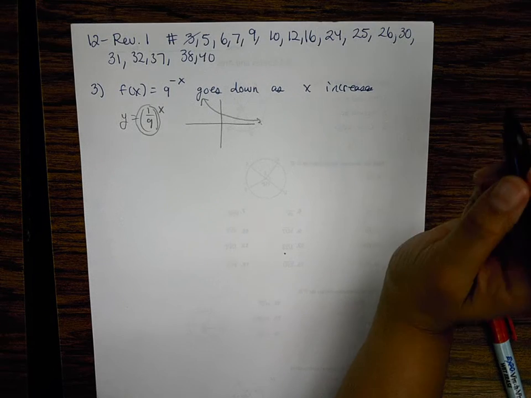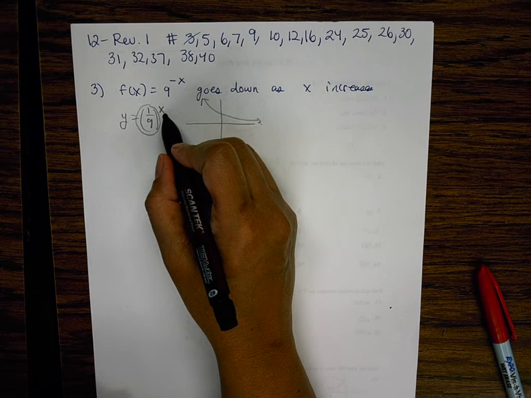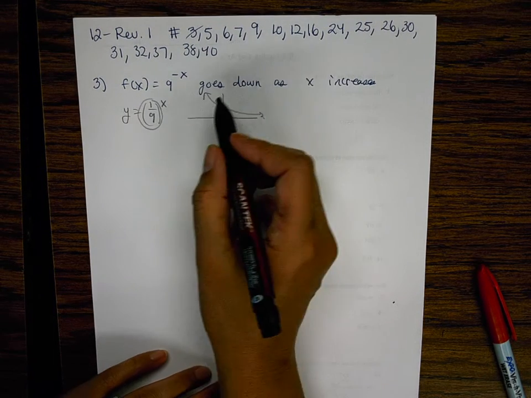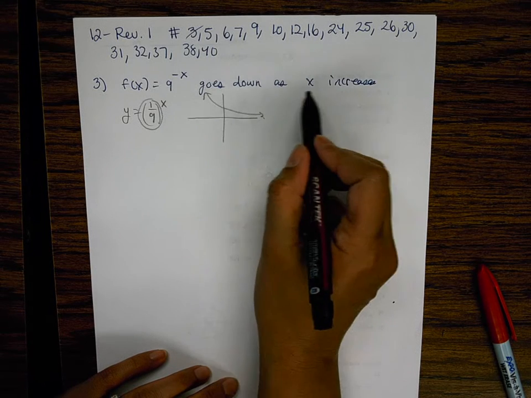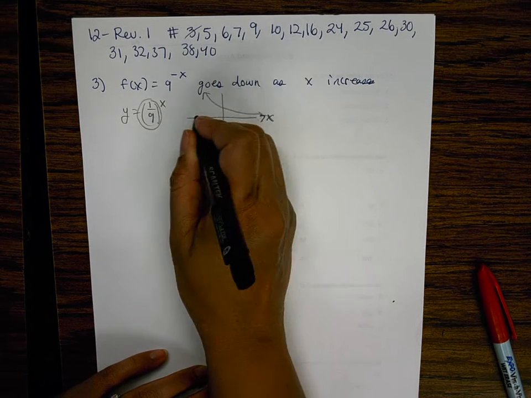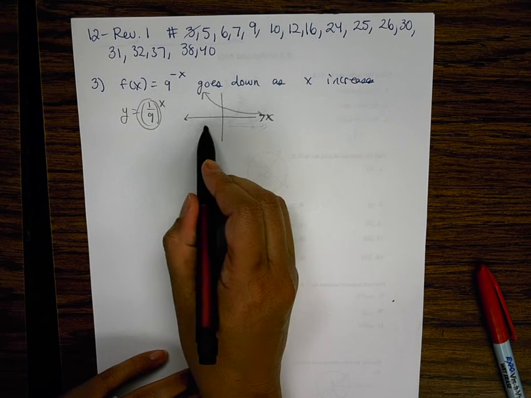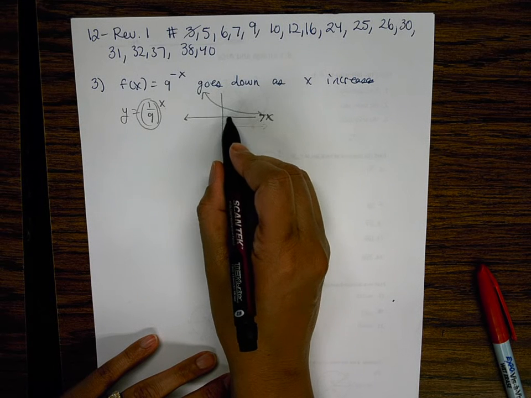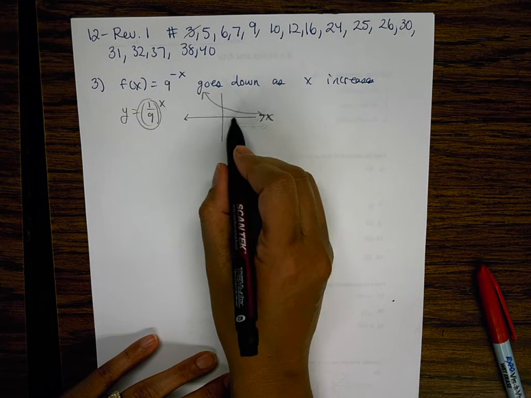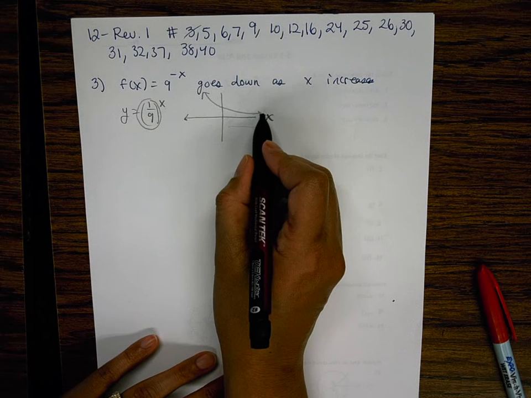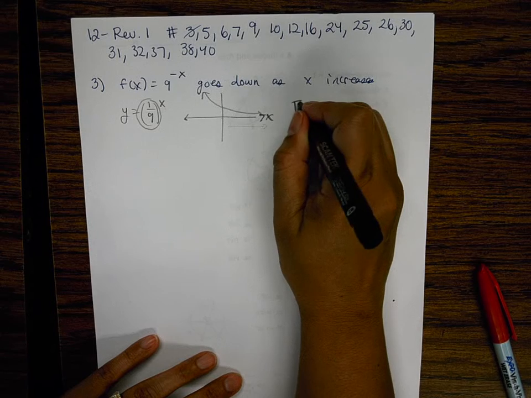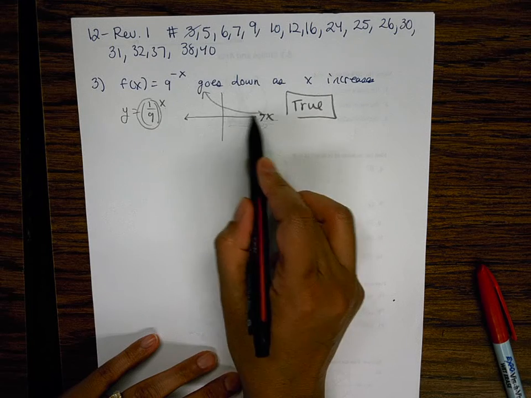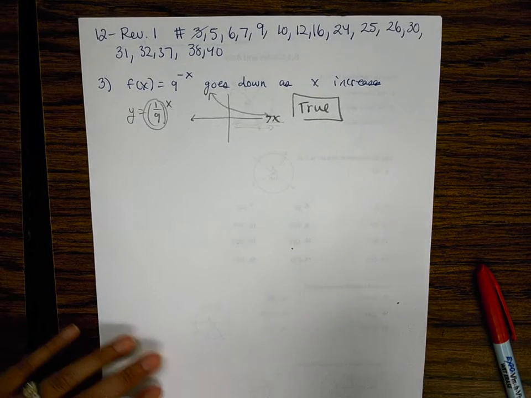Okay, so why is it a decay? Because my exponent's positive and my base is smaller than 1. All right, so it's going down. So now let's answer the question. Does this graph go down as x increases? X increases to the right, it gets bigger to the right and smaller to the left, just the x values. It gets bigger as we go to the right, 0, 1, 2, 3, 4, 5, x is getting bigger. As x gets bigger, does the graph go down? Yes, that is true. As x increases, as x gets bigger, the graph goes down. The graph is decreasing. Yes, that is true.